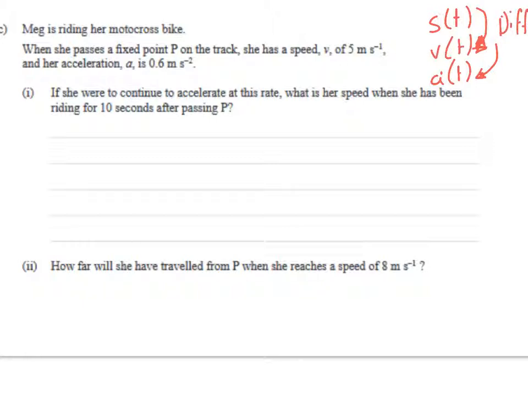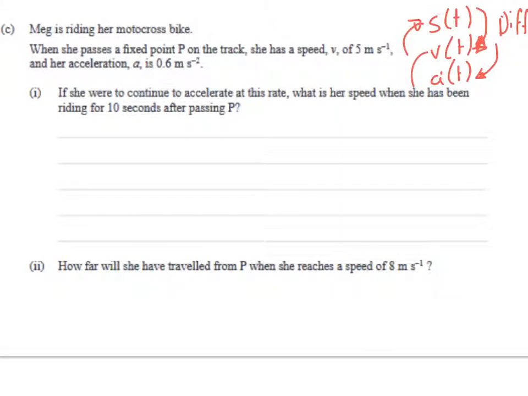And to go backwards, we antidifferentiate. So the hardest thing with these problems is working out the setup. And in this case, Meg is passing a fixed point P, and she's got velocity of 5 meters per second. Right? And we're told her acceleration. First question is, if she keeps accelerating at this rate, right, so those words are important, what's her speed when she's been going for 10 seconds after passing P?